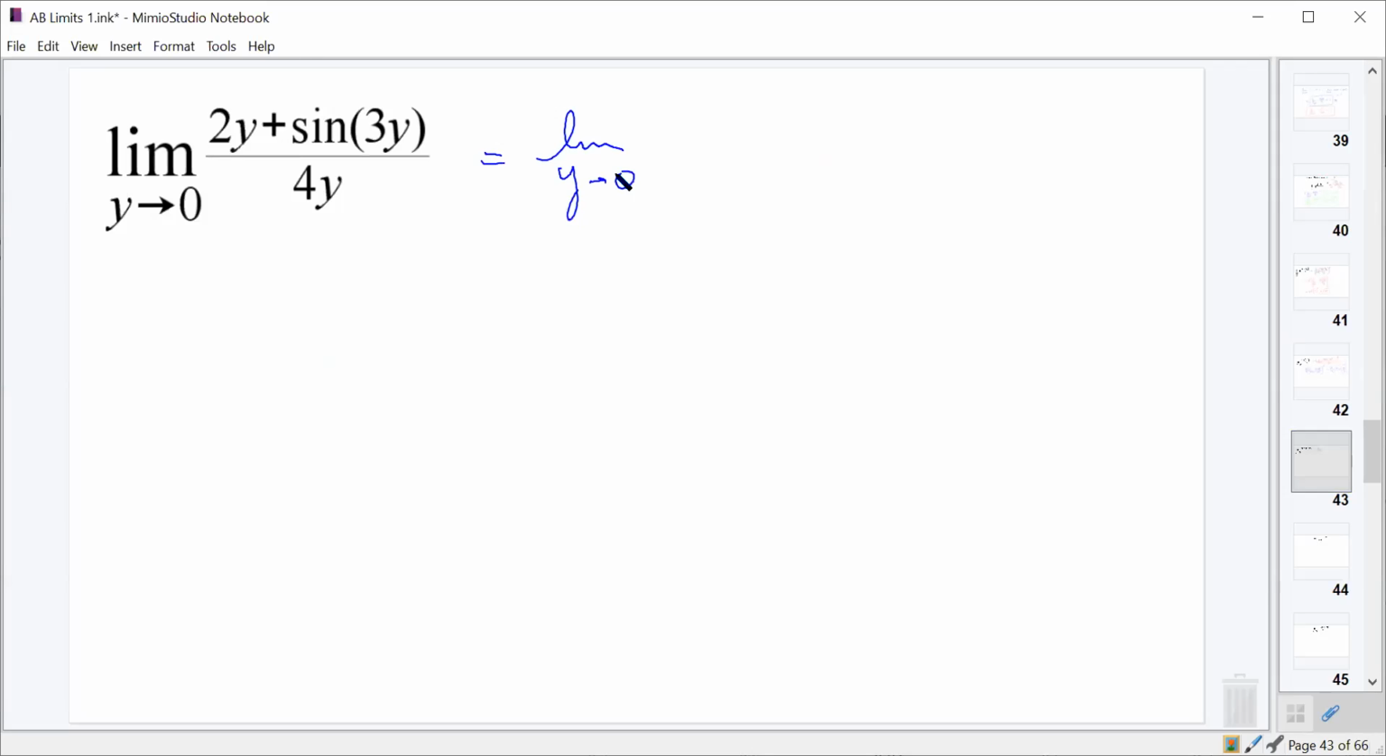Any thoughts? We can separate it into two different limits. All right. So what do you want the first limit to be? 2y over 4y. All right. So we took the first part of the addition and divided it by the denominator. And then the other limit should be sine of 3y over 4y.